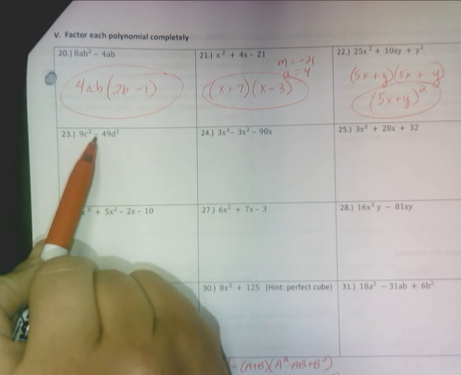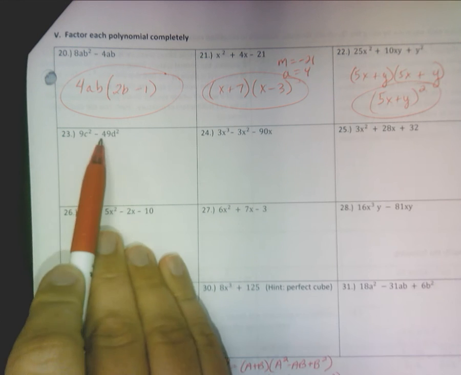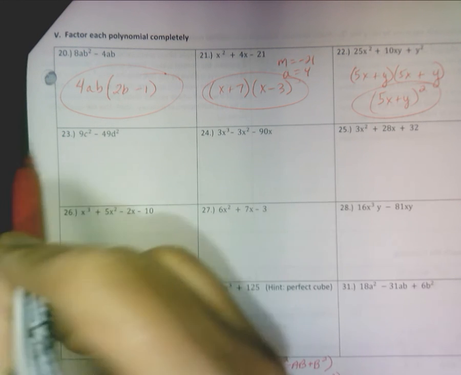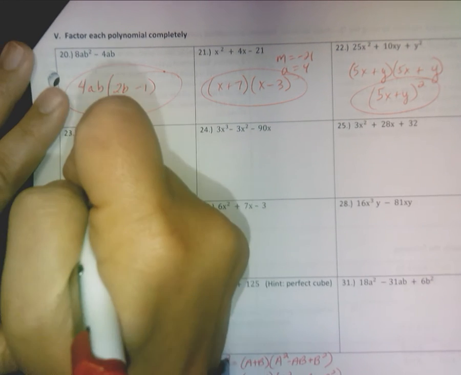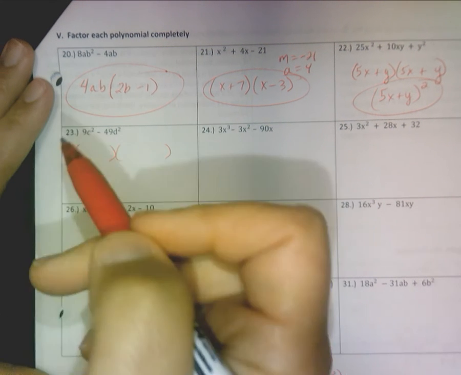This is a difference of two perfect squares. So this was a perfect square trinomial. This is a difference now. Notice it's missing that middle term. To factor a difference of perfect squares, it always is two binomials.